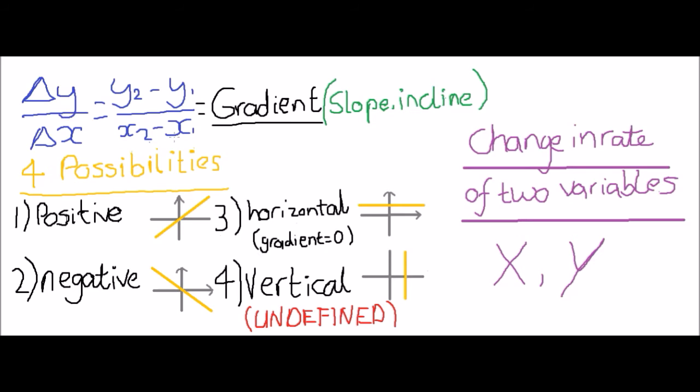So when encountering gradients, there's 4 possibilities we can have. The first one will have a positive gradient where this gives us a positive number, and that will be represented by a line in this direction. The second one could be a negative gradient where this gives us a negative value, and that will be a line in the opposite direction. The third could be a horizontal where the gradient, so this value equals 0, which would be a straight horizontal line. And the fourth, which is a vertical, and that's undefined, so it's nothing we need to worry about at the moment.